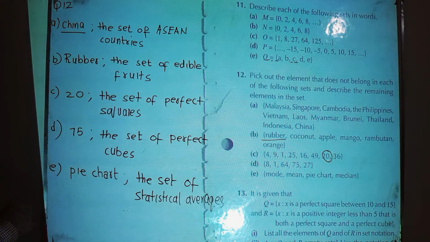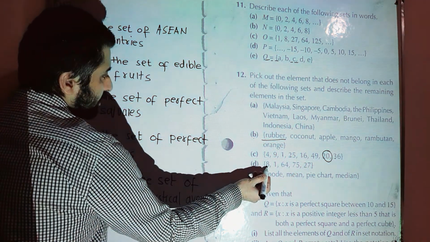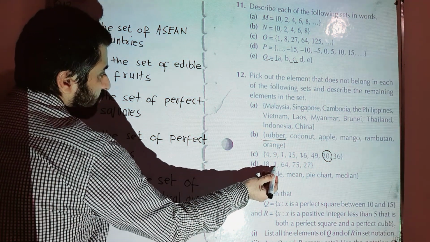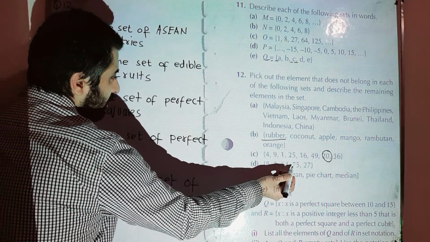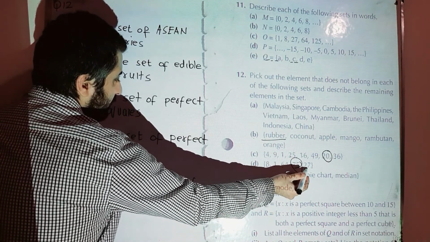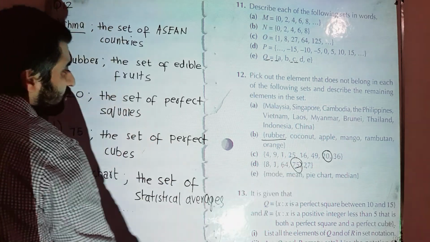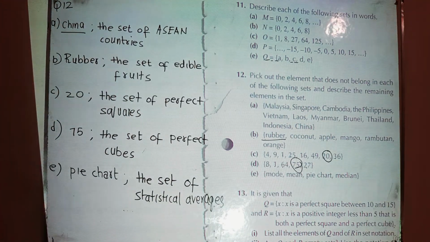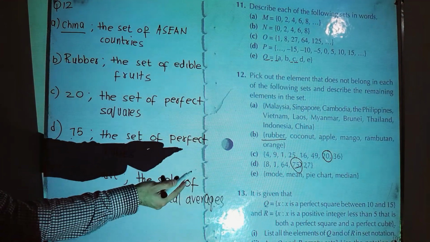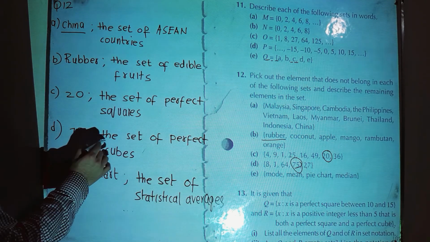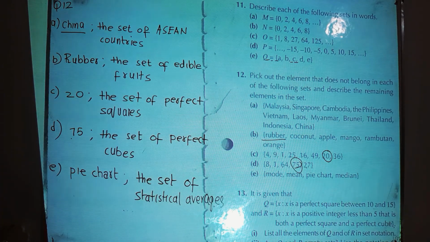In part number D, we have 8, cube of 2, 1, cube of 1, 64, cube of 4, 27, cube of 3. What about 75? It is not the cube of any number. 75 is the one that doesn't belong to this set, while the rest are the set of perfect cubes.